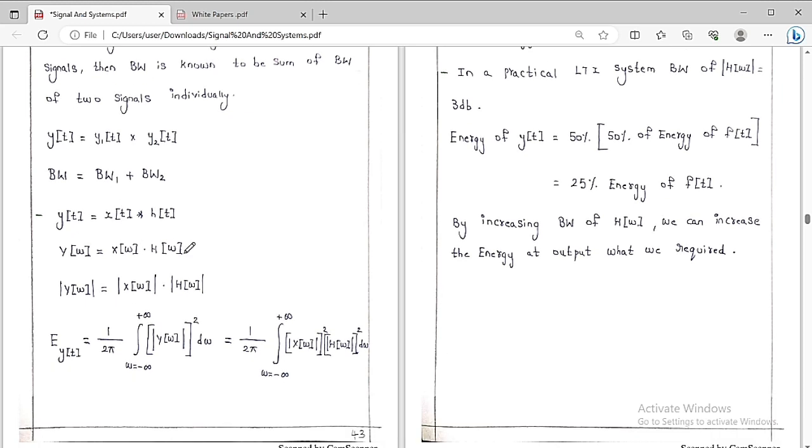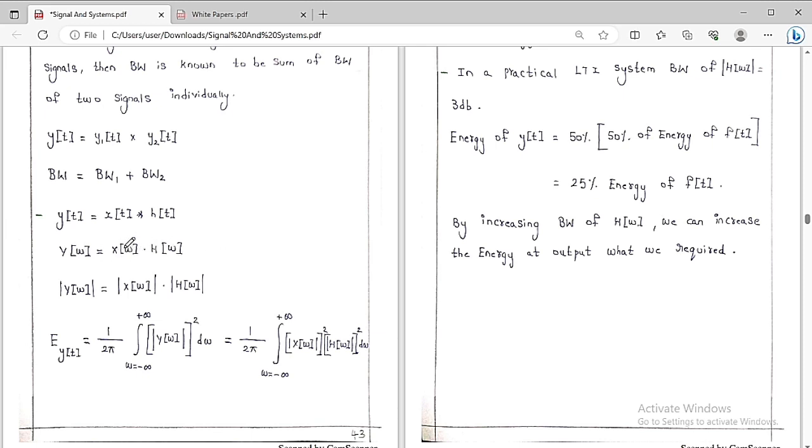Now let's go to the other point, which is if y of t is equal to x of t convolved with h of t. Here the input is x of t, and for the entire system the impulse response is h of t, so the output is y of t. If you apply the Fourier transform, the convolution in the time domain becomes multiplication in the frequency domain. So Y of omega is equal to X of omega into H of omega.